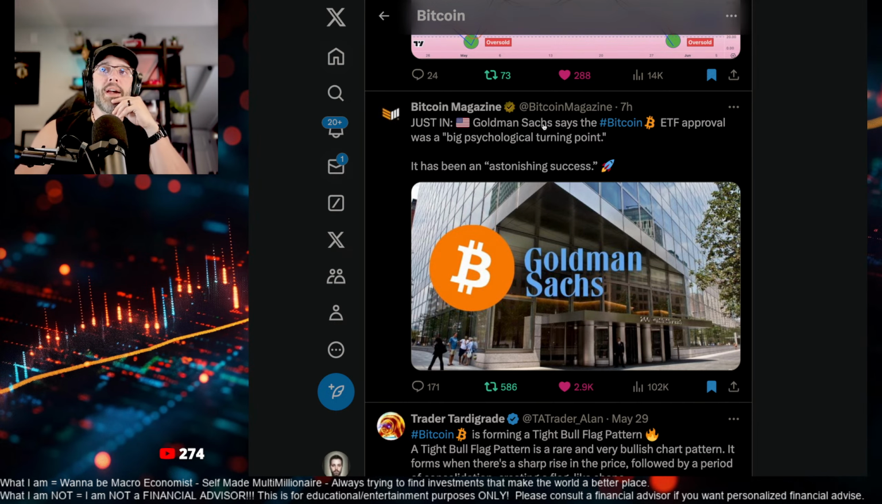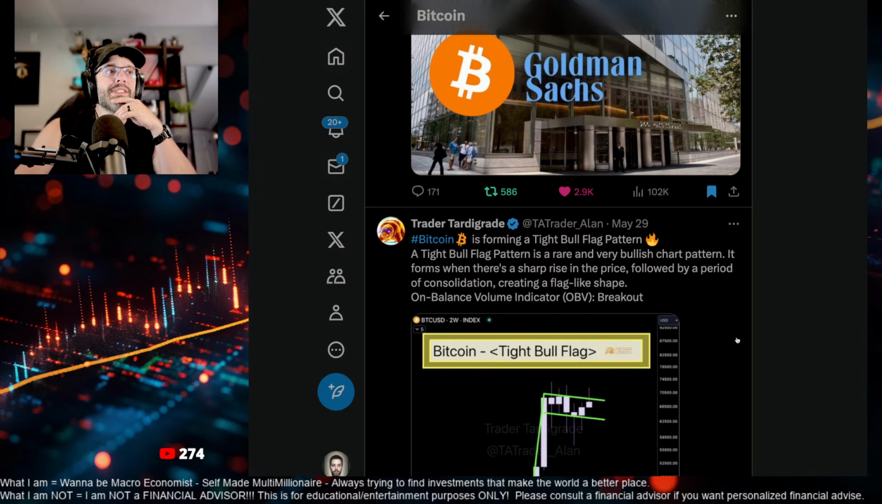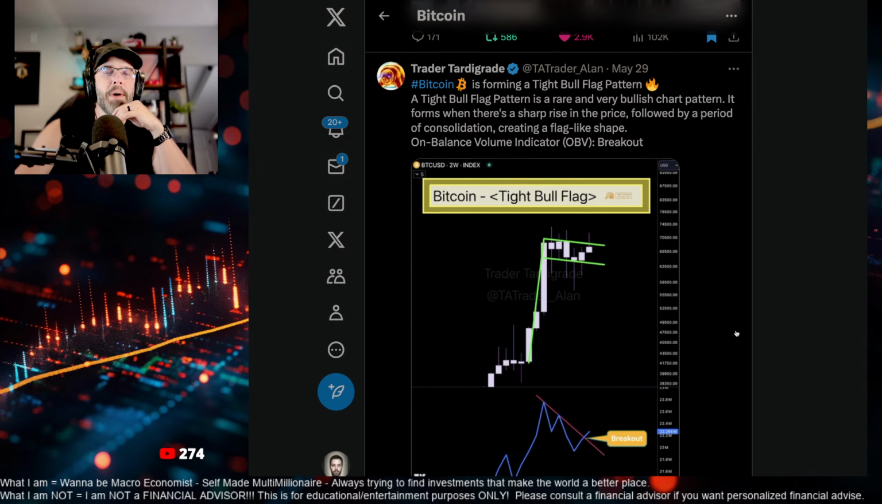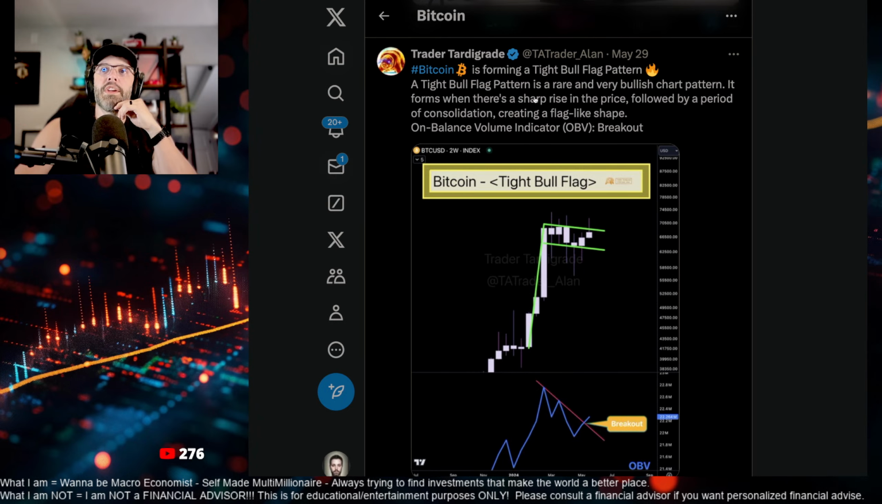And let's see what Goldman Sachs says. Goldman Sachs says the Bitcoin ETF approval was a big psychological turning point. It's been an astonishing success. And they're not the only ones saying that, because this thing blew away every other ETF in history by a large margin. That's signal. Cynthia Lummis is signal. Biden is signal. Donald Trump is signal. Elon Musk saying that crypto could save us is signal. Listen to it. Don't listen to noise.